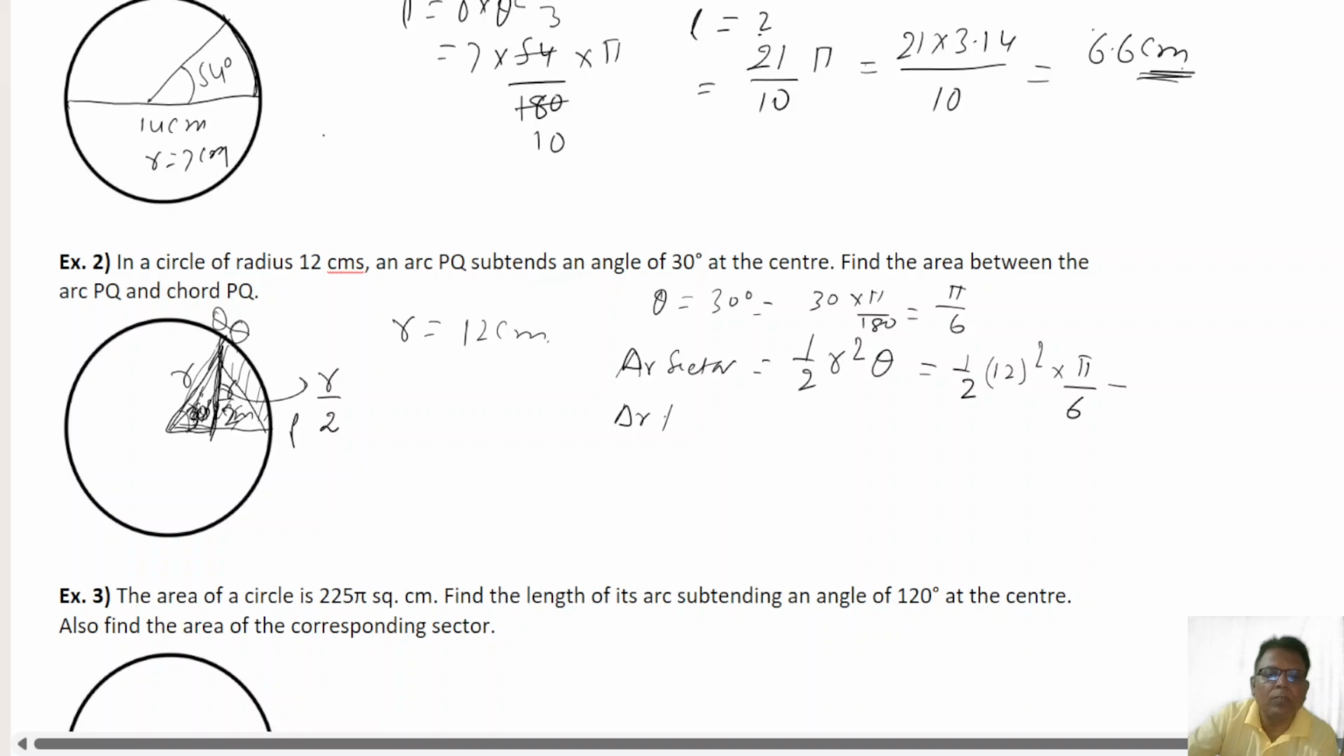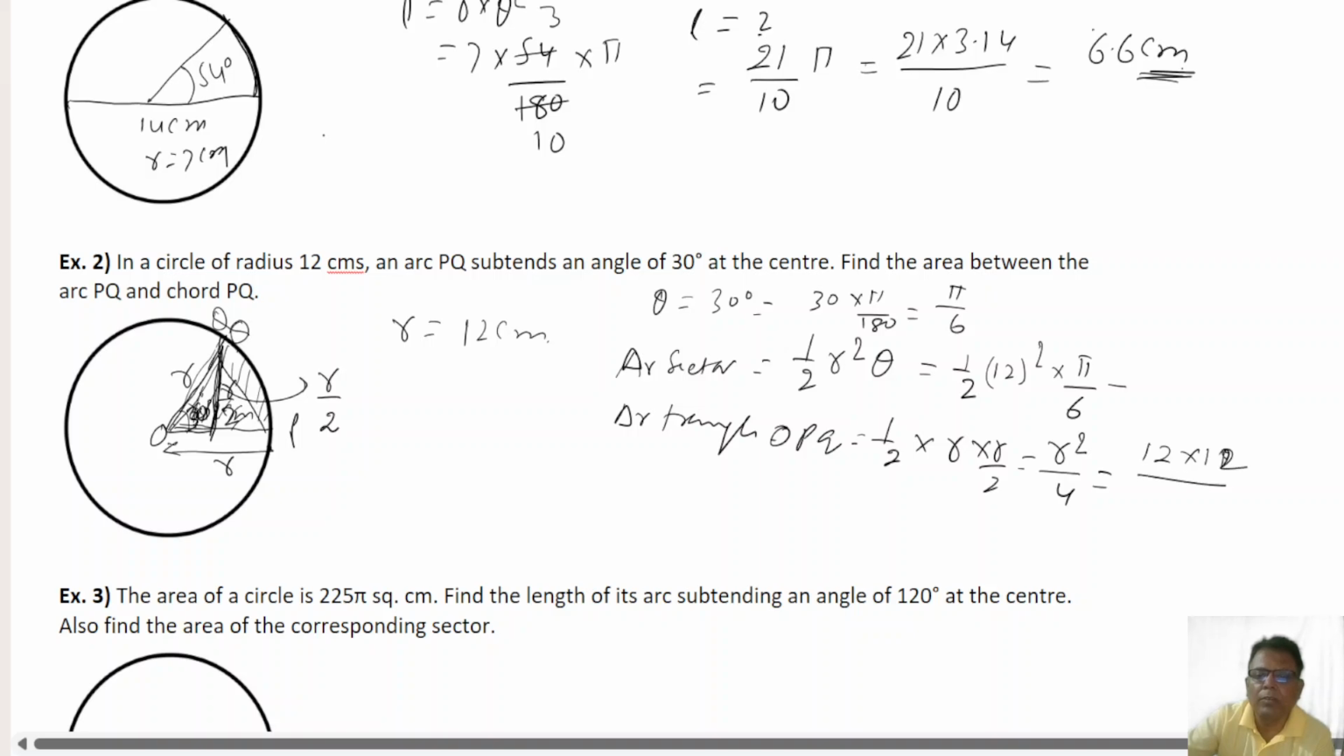This will be r by 2. So the area of triangle OPQ will be half into base. What is base? This is base. This base is just r, and height is r by 2. Then it is equal to r square by 4. So 12 into 12 divided by 4, that is equal to 36.